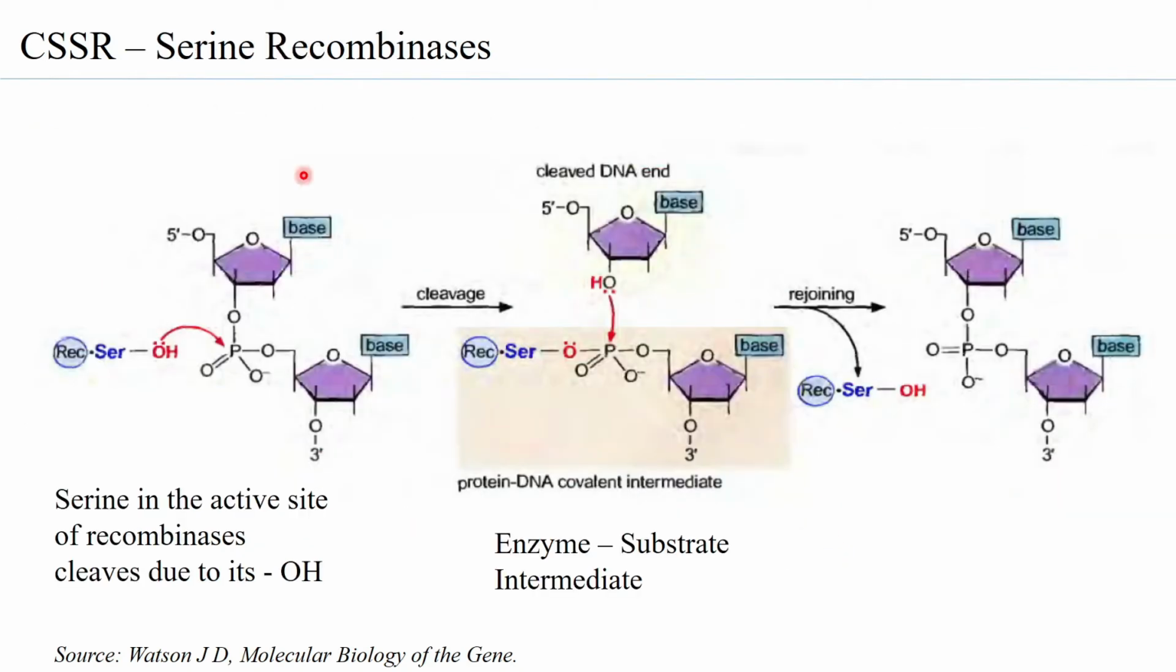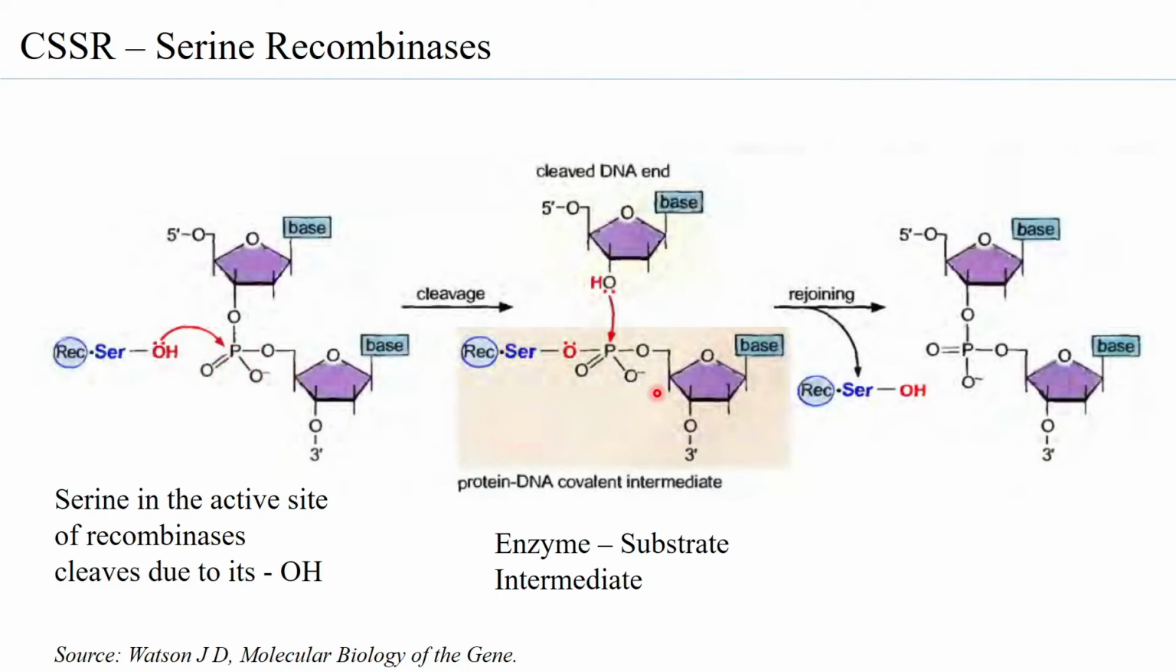Now, of course, we understand that there are two families of recombinases. One of the families is the serine recombinases. As mentioned earlier, these recombinases have in their active site a serine residue, which with its OH functional group is able to carry out both the cleavage and the joining. As you can see over here, the OH acts as the nucleophile, and it attacks the phosphodiester bond in such a way that the OH of the serine is now in a bond with the phosphate.